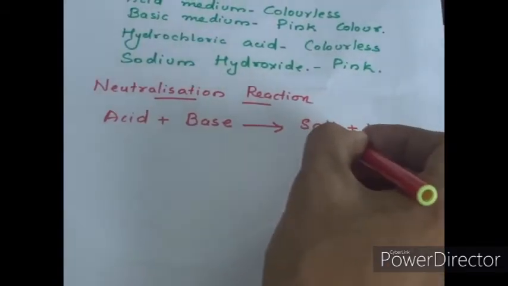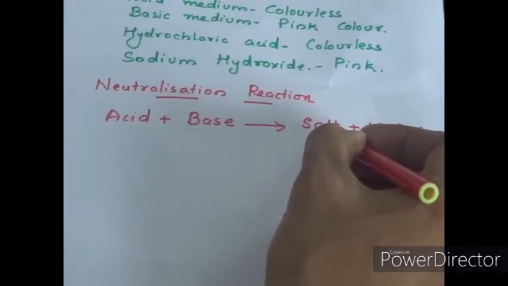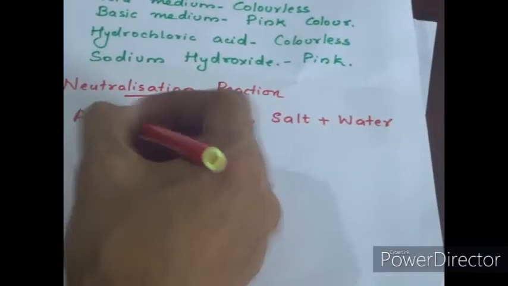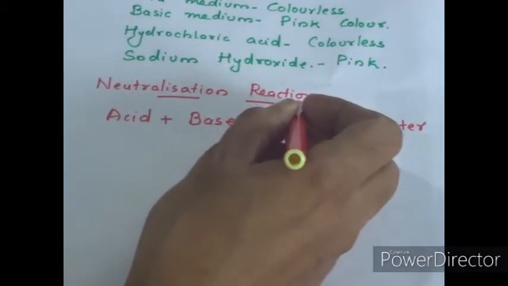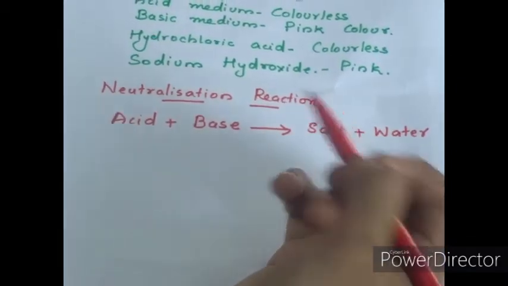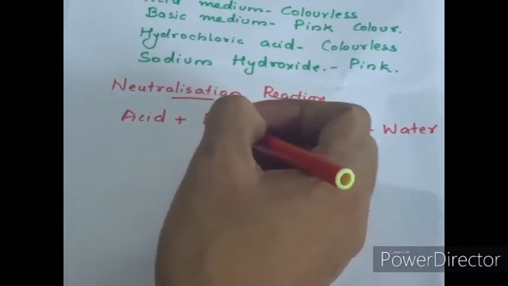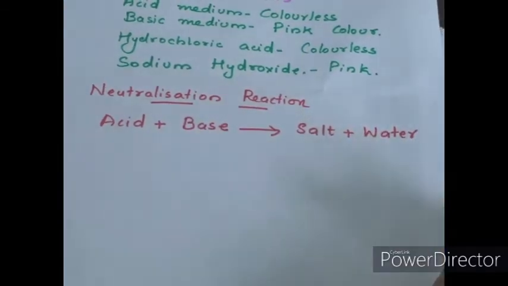And this salt is not the salt that we use in our day-to-day life. It is the product formed out of the reaction between an acid and a base. So, a neutralization reaction is a reaction in which an acid reacts with a base, where the property of an acid and the base is neutralized to form salt and water.